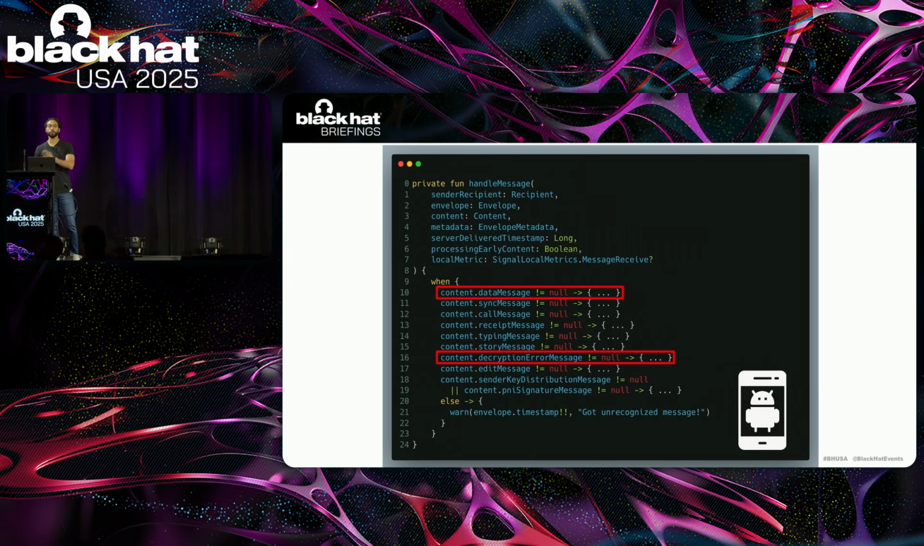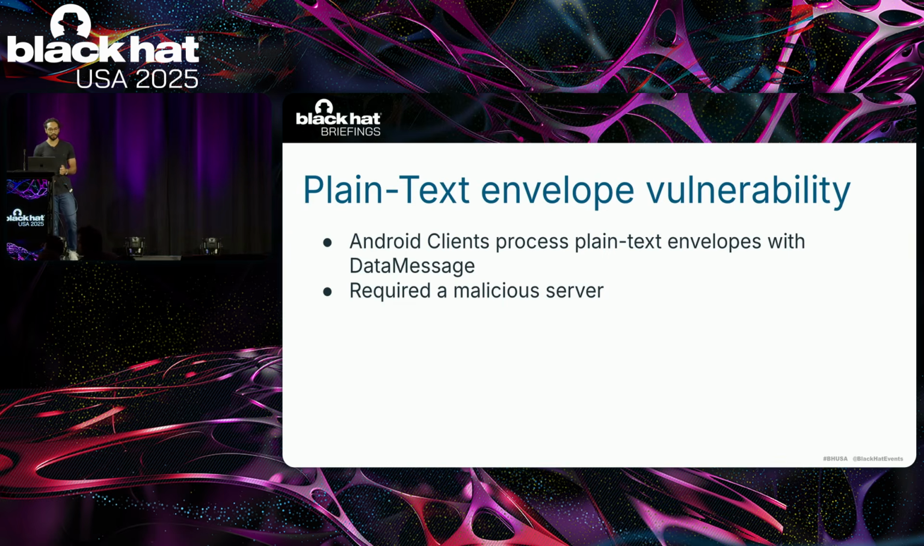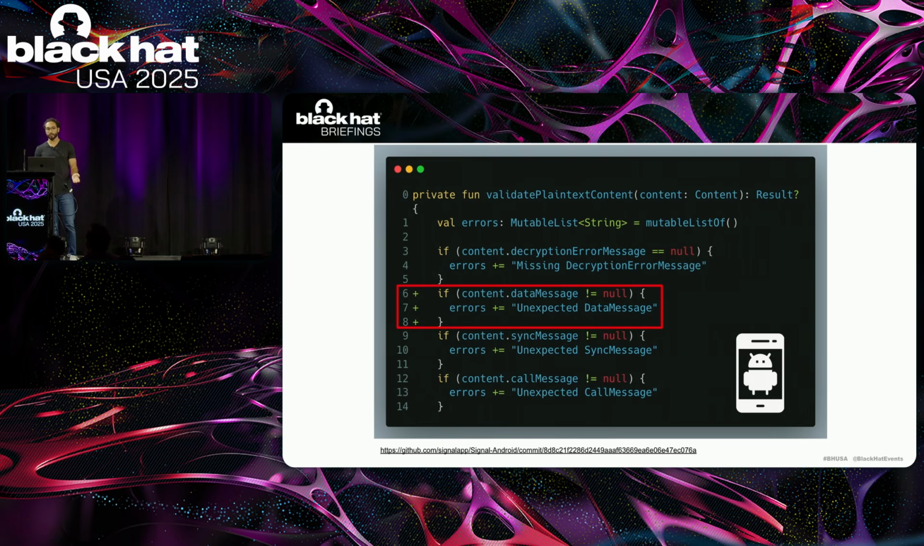Unlike iOS, it's not all types of messages, just the data message, which is the typical text message that you get in Signal, and again, that can inject any message in any current thread in Signal. Okay, the fix for that is very simple: check that the data message is not part of a plain text envelope.